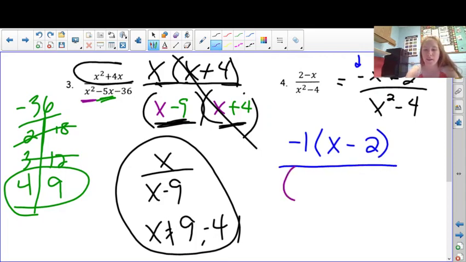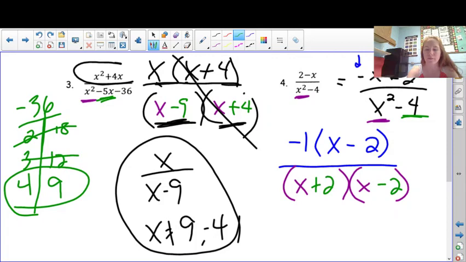On the denominator, 2 sets of parentheses, multiplies to x squared, multiplies to negative 4 adds to 0, plus 2 minus 2.